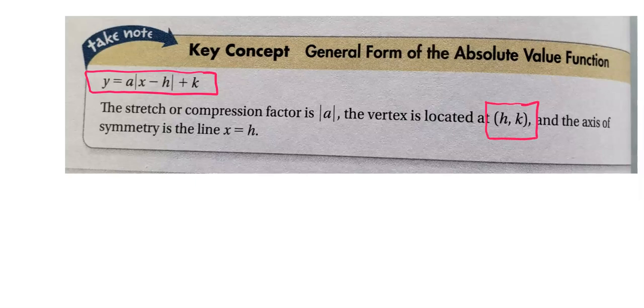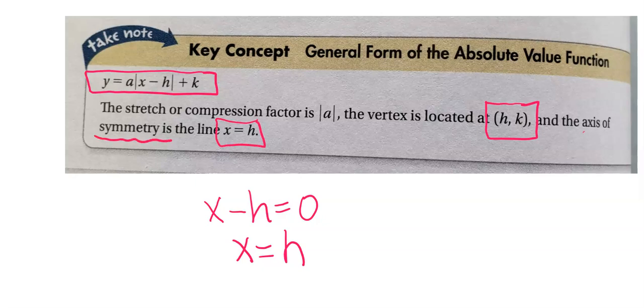Notice that the x minus h in the absolute value is like setting it equal to 0 and solving it, you would get x equals h. That's why it is the opposite of what it looks like. So when there's a subtraction in there, you're just grabbing that h out of the standard form. The compression or stretch factor is the absolute value of a, and the axis of symmetry is x equals h. So remember what those things are.